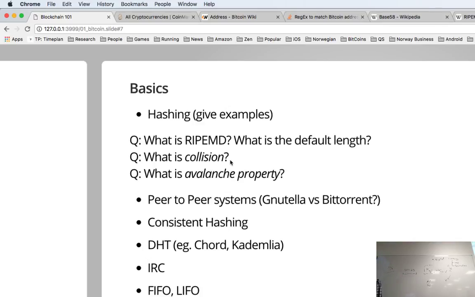Because it's hard to find the collision. Exactly, because it's extremely hard to find the collision, right? So we want the process of finding the collisions to be really, really hard, which brings us to the third question: what is the avalanche property?